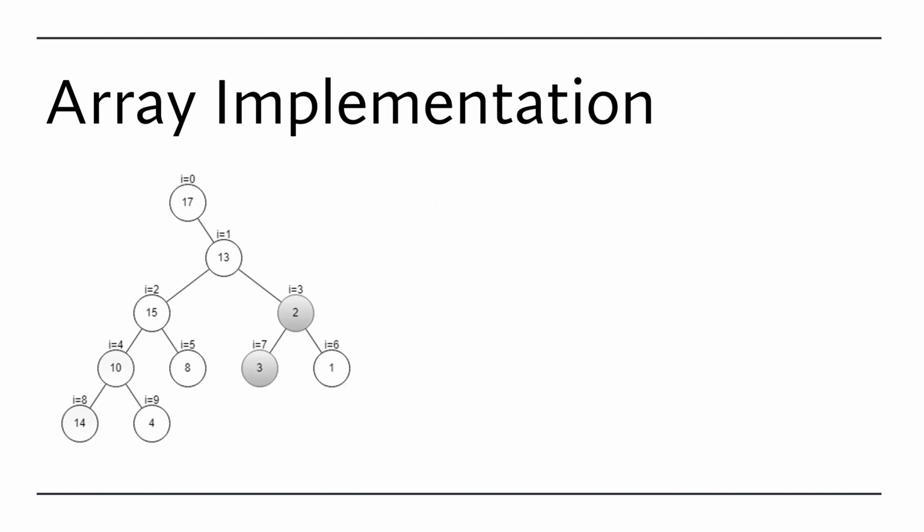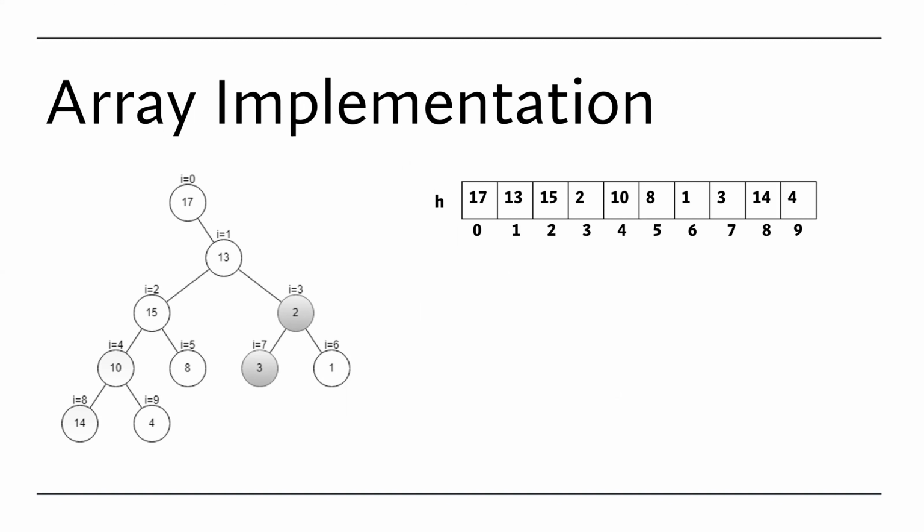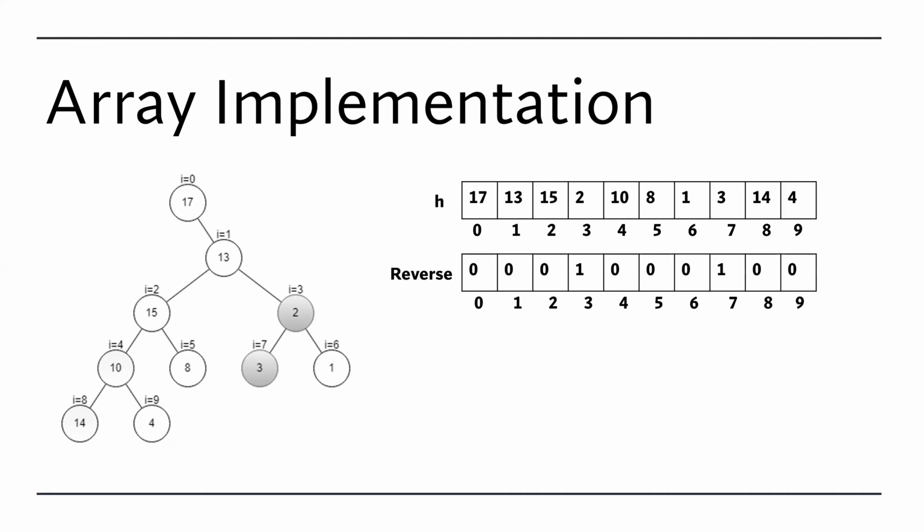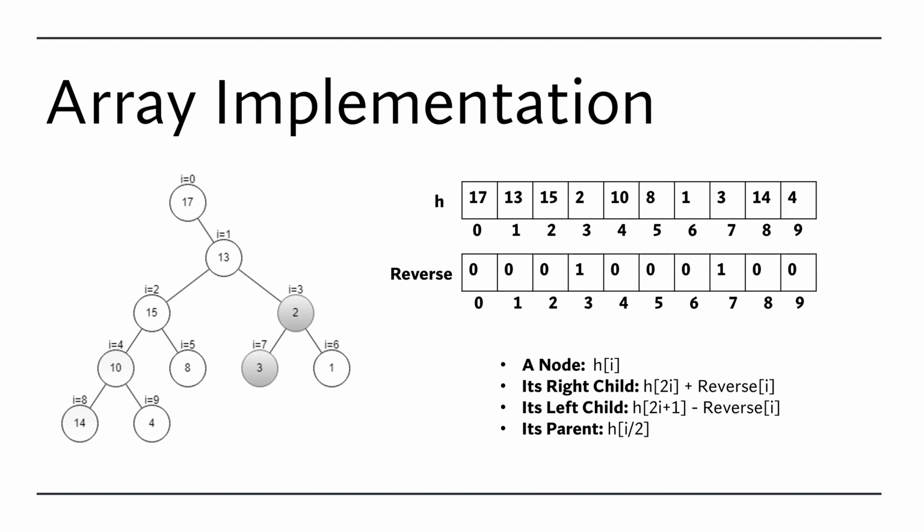Now it's time for array implementation. To implement the merge procedure described in previous slides, 2 arrays are used. The first one is the element array H by using breadth first search, and the other is the array of reverse bits. As you can see, we can find the index of each node's right and left child and parent by the presented formulas. Also, the reason we make nodes 3 and 7 gray is that the reverse bits are set to 1.